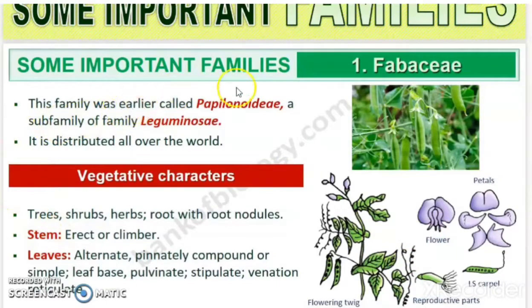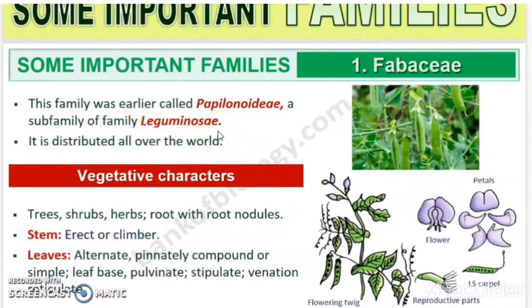So it is an important family. This family was earlier called Papilionoideae. Okay, what is it? Papilionoideae. It is a subfamily of the family Leguminosae, right? So this family was earlier called which family? Fabaceae was earlier called Papilionoideae, a subfamily of the family Leguminosae, right?